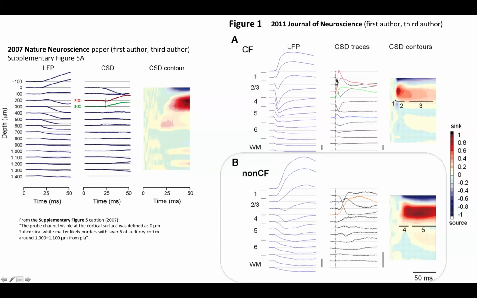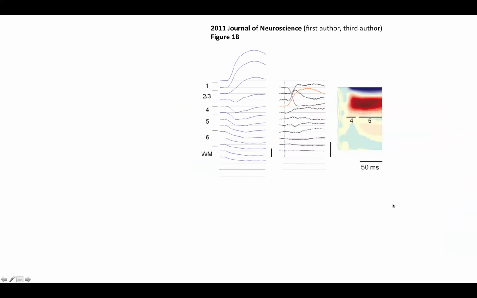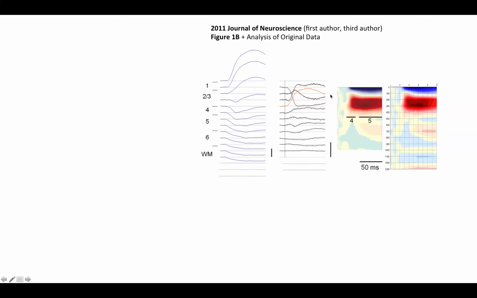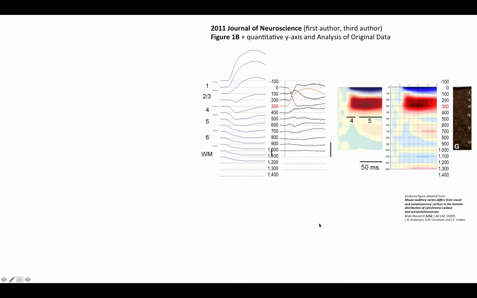Now I can do the same analysis with the original data from figure 1B. Now here's the original figure 1B. Notice that there is no categorical y-axis. Here I'm going to add the analysis of the original data. Here I've added a quantitative y-axis, and I've also added the missing 3 LFP and CSD traces. And here is the anatomy of auditory cortex, so that you can see that this very superficial sink is at a depth of 200 to 300 microns and is in layer 2-3.